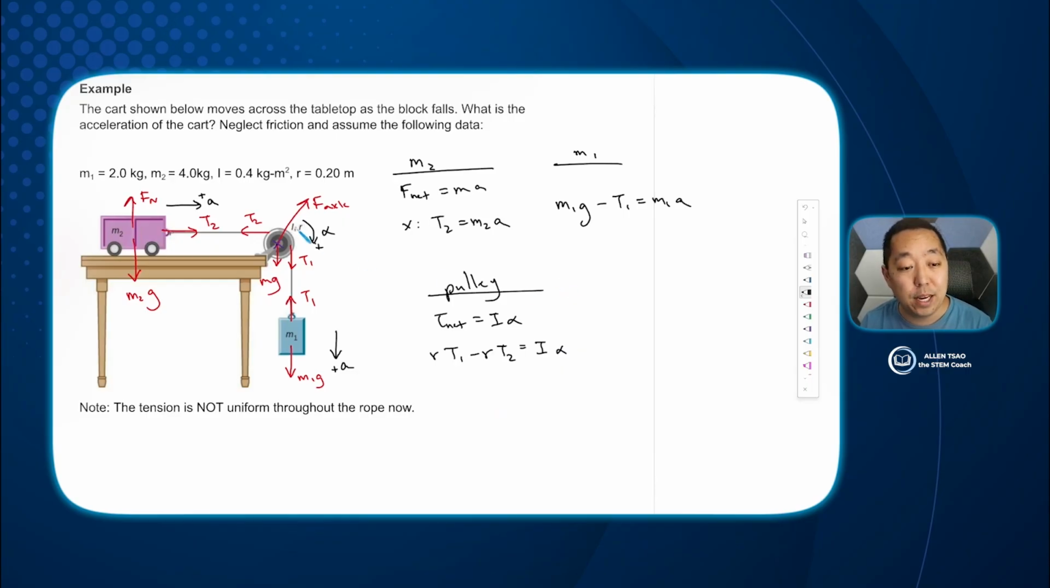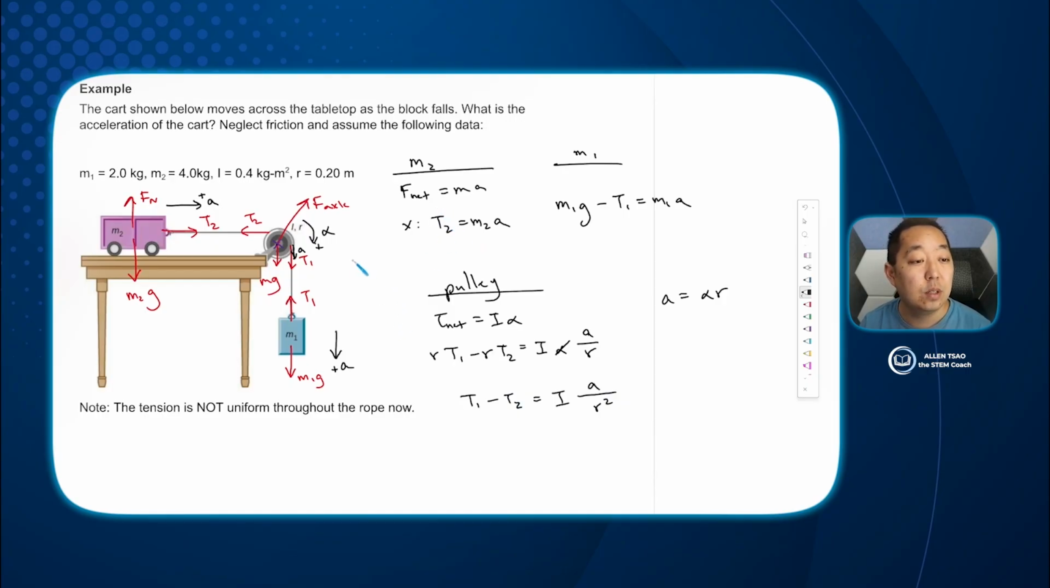Now, one thing to keep in mind, how are these related? Well, the linear acceleration at the end here matches that, A equals alpha R. Because the speed that the rope is unwinding is related to the speed that it's rotating, which is related to how fast this thing is falling. So they're all connected, and so then you can replace the alpha with A over R, and then we could divide by R. We get T1 minus T2 is equal to I A over R squared if you factor out the R and divide it.